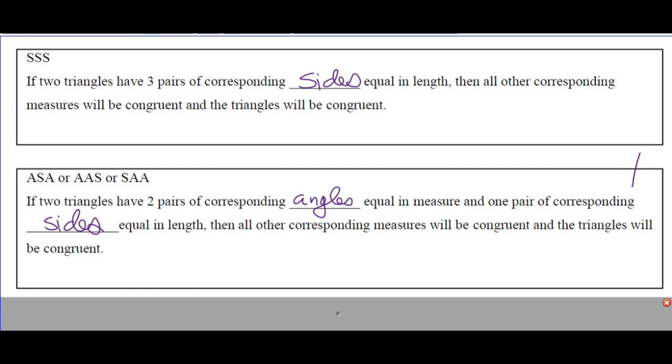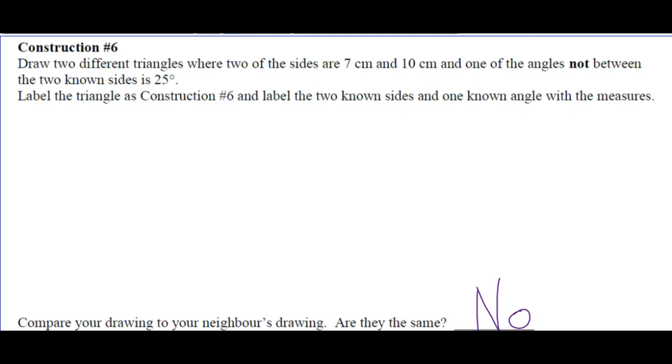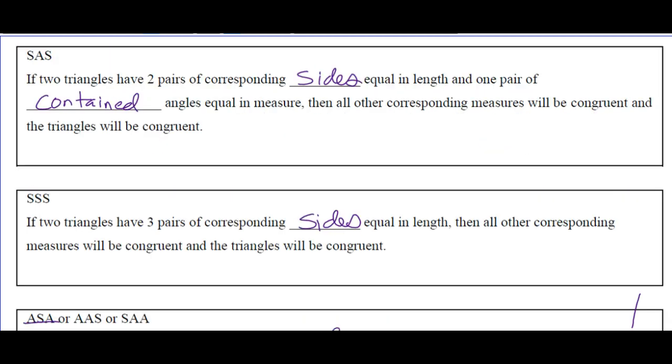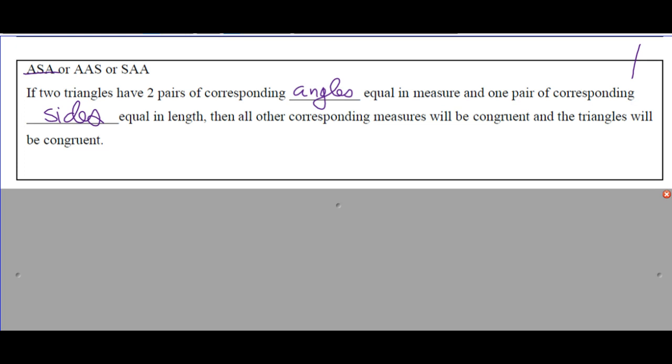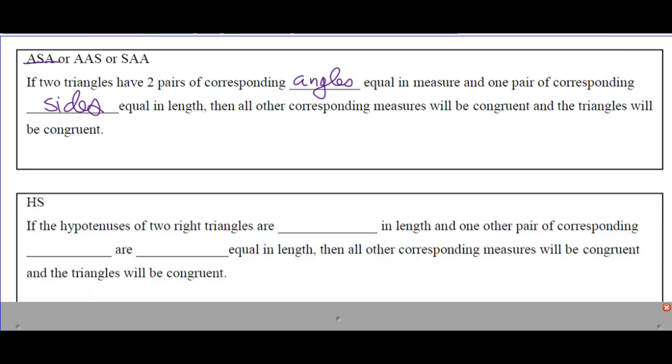Or side angle angle. Okay? Generally, we call it angle side angle, right? So if you know two angles, figure out the third and just say, look, I know this angle and this angle, and I know the side in between them. Okay, and the triangles will be congruent in length.